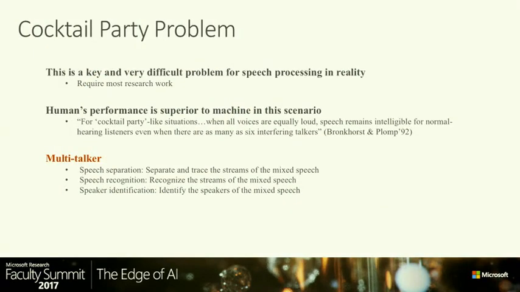It is easy for humans, but it is very difficult for the machine to do processing with this kind of data. Humans can process as many as 6 interference talkers with equally loud speech, but in contrast, two-talker mixed speech is even very hard for the machine's processing.